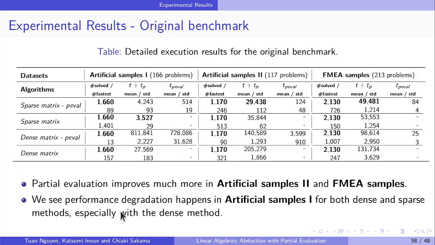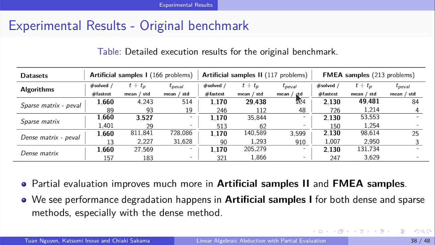Maybe I should show the detailed table here. Overall, all the methods can solve all the problems in the dataset. And partial evaluation improves performance much more with the two datasets here. Here we record the number of solved samples and the number of fastest samples. T plus TP here is time, the effective solving time plus the penalty time, which is 20 minutes if the solver cannot solve the problem. So it's like the PAR-2 in SAT solvers.